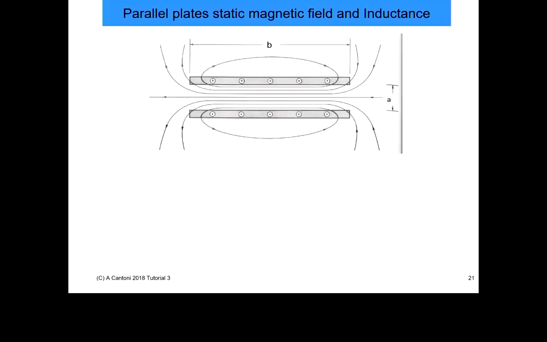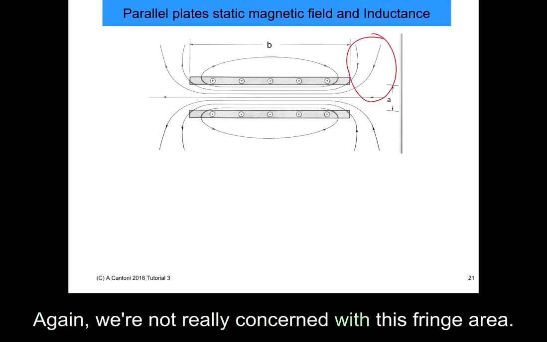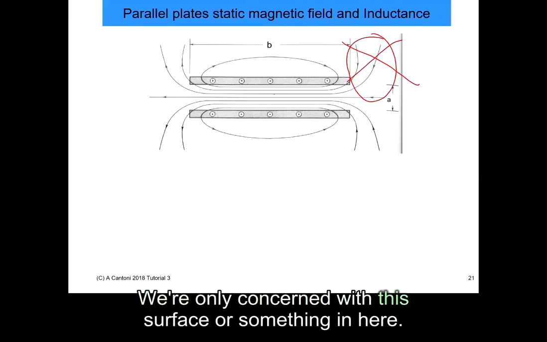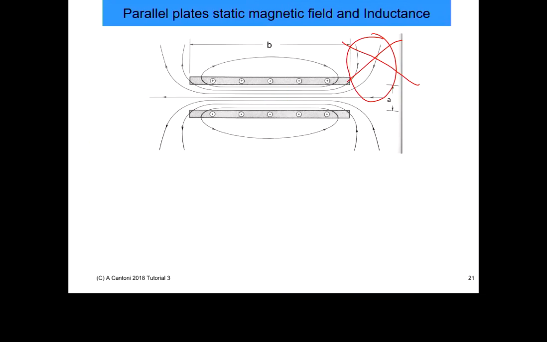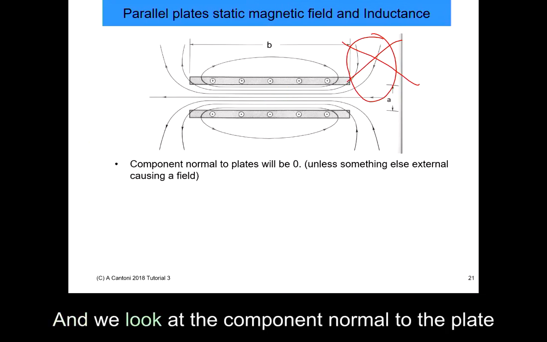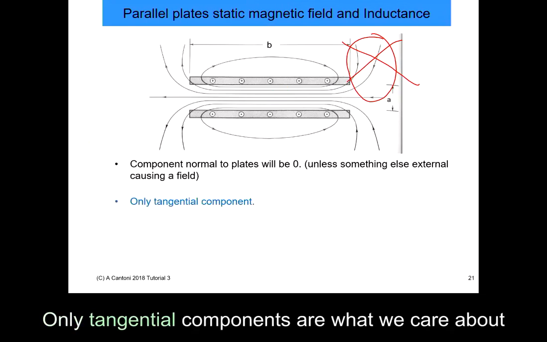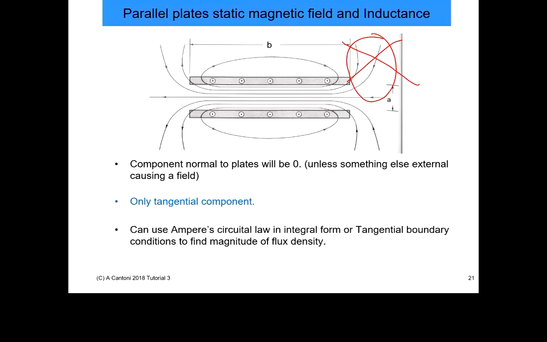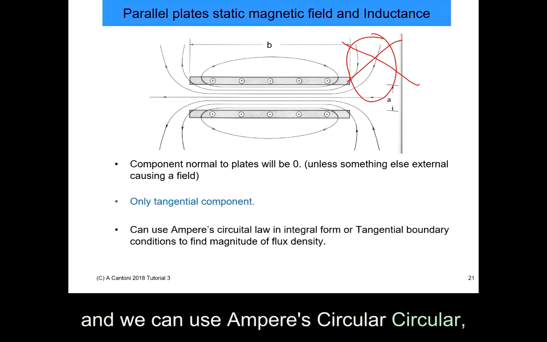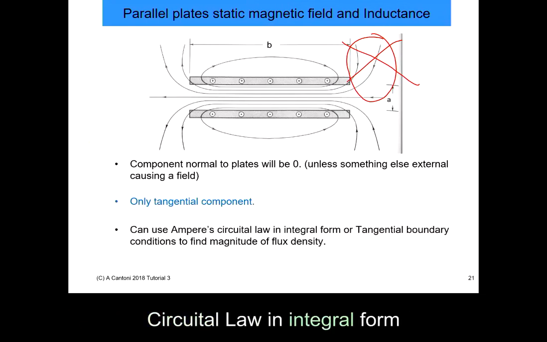So we take our 2 plates. Again, we're not really concerned with this fringe area. We're only concerned with this surface, something in here. And we look at the component normal to the plate will be 0, unless something else external causes a field. Only tangential components are what we care about. And we can use Ampere's circuital law in integral form or tangential boundary condition to find the magnitude of flux.